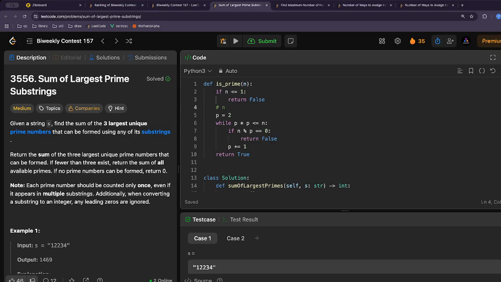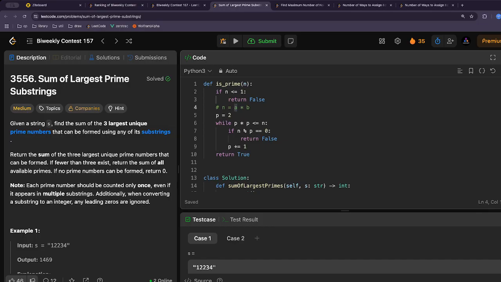So if n is divisible by a, that means that n can be written as a times some other integer b. So that means that b is also a divisor of n. And they cannot both be greater than the square root of the number. Otherwise, they wouldn't equal n, right? They would be greater than n.